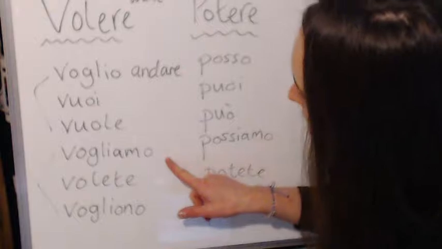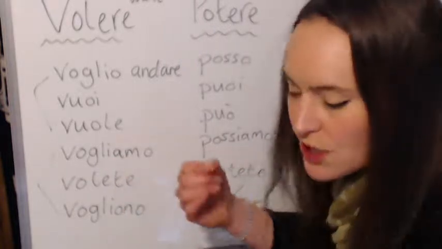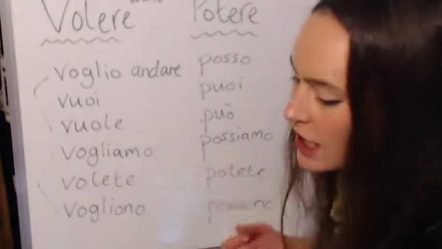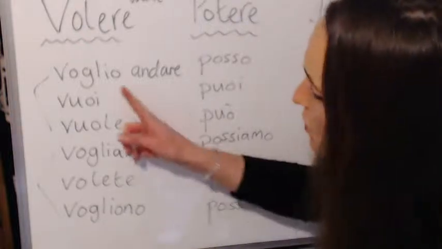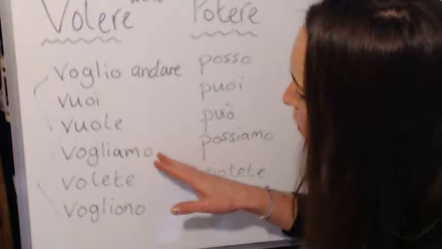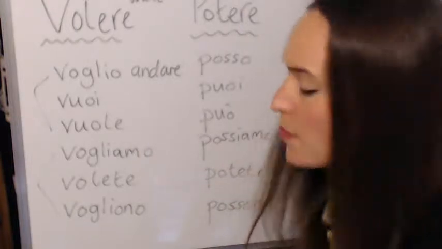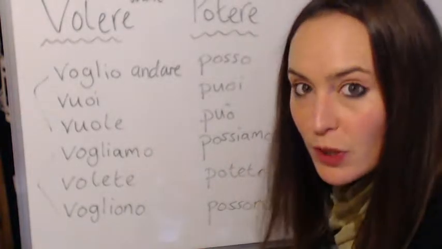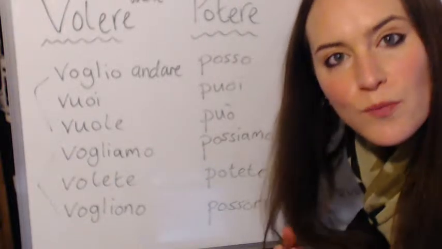Vogliamo. Even though it sounds like it's just VOL, it's actually got a GLI sound. It's also in voglio. You'll see that sound a lot. But vogliamo. You should remember that because iamo in a verb tells you it's in the we form. Okay?